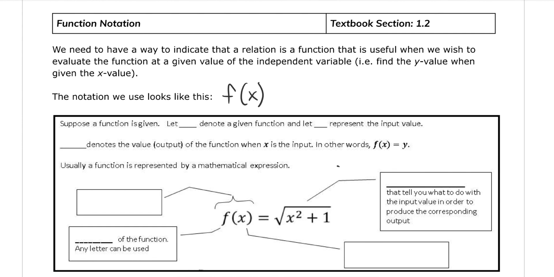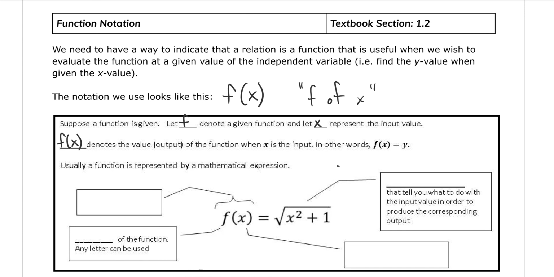Function notation. Suppose we have a function. We let the letter f denote that given function, and what you see inside the brackets is our variable x. We let x represent the input value. The whole thing, f of x, denotes the output of the function when x is the input.